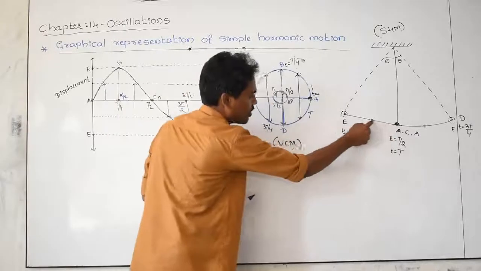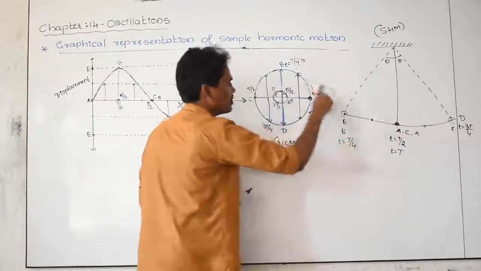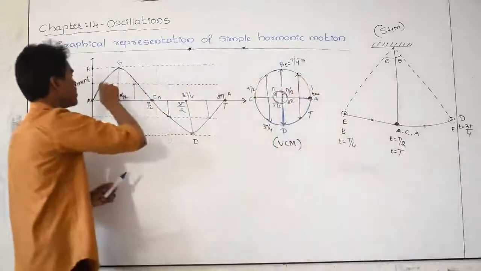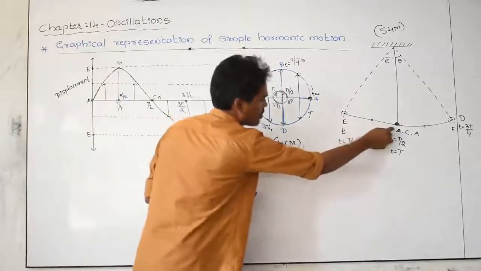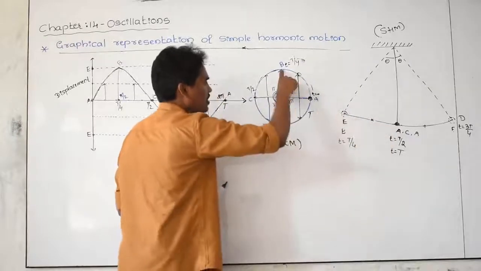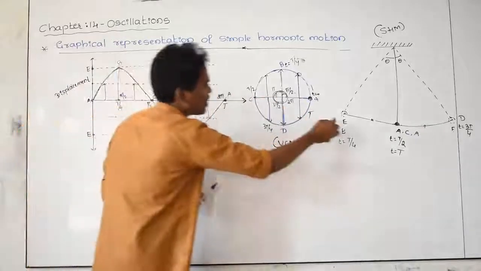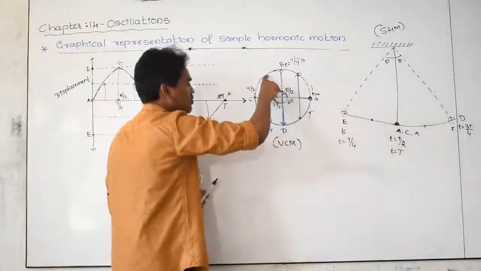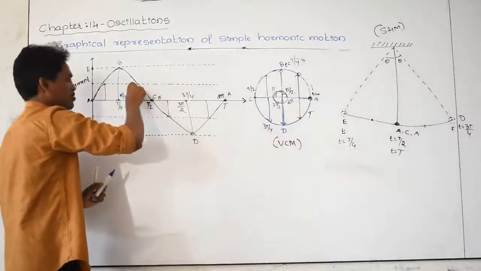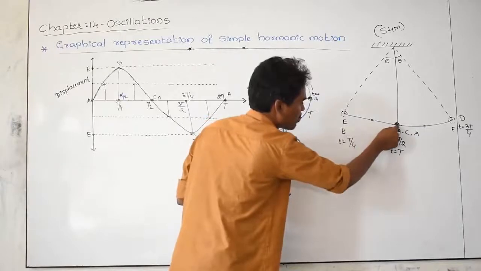Body is moving here, this is the displacement. Again the body is moving here, this is the displacement. Again the body is coming back here, and this is the displacement. Again the body is moving to this point, displacement is equal to 0.